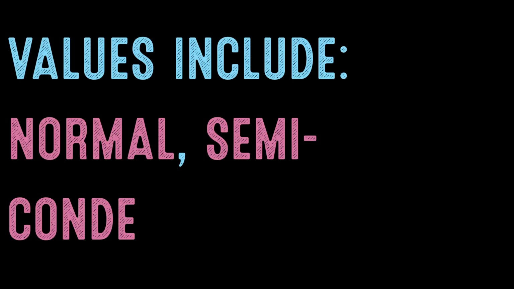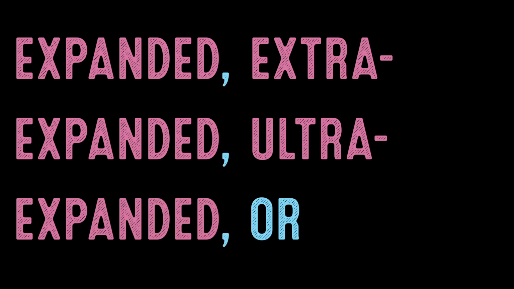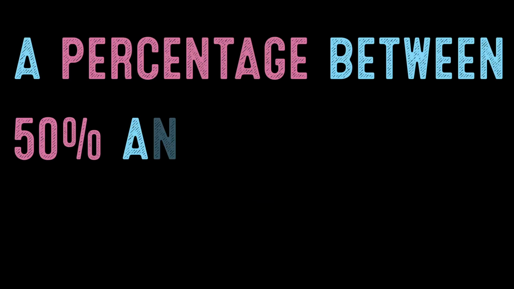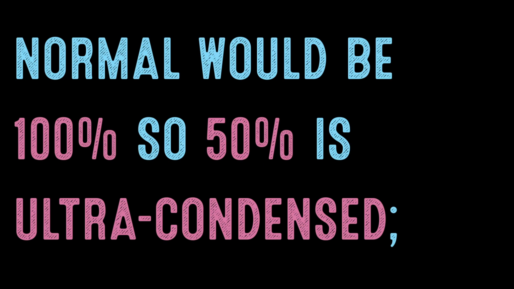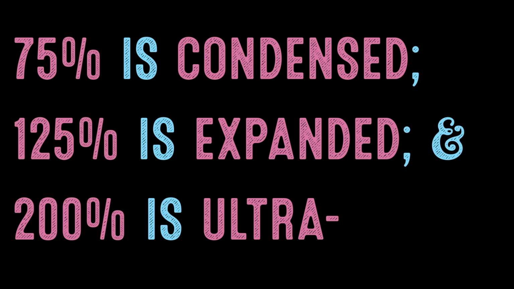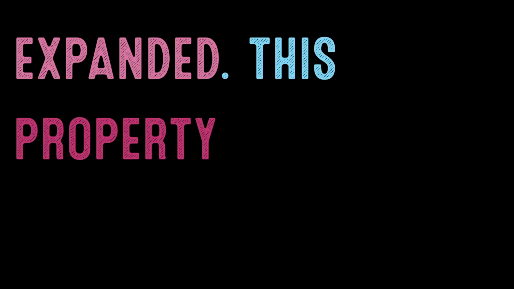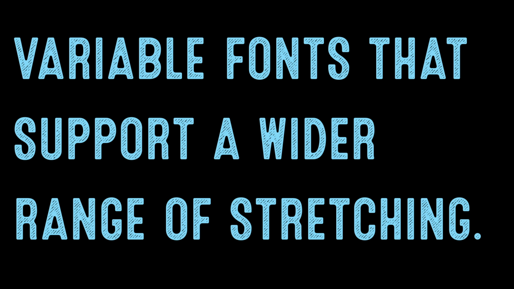Font-stretch is used to describe fonts that may be condensed or expanded. Acceptable values include normal, semi-condensed, condensed, extra-condensed, ultra-condensed, semi-expanded, expanded, extra-expanded, and ultra-expanded, or a percentage between 50% and 200% with no negative values. Normal would be 100%, so 50% is ultra-condensed, 75% is condensed, 125% is expanded, and 200% is ultra-expanded. This property is useful for the newer variable fonts that support a wider range of stretching.